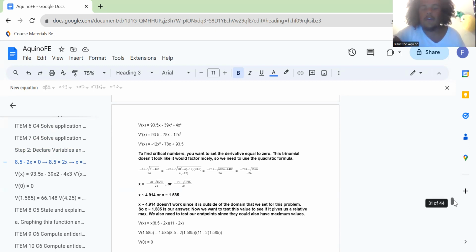So we can plug that into our volume here and evaluate this. Oh, yeah, our critical numbers. This is our critical number that works. So now we want to test it to see if it gives us an absolute max or min. So we evaluate it at our endpoints, that's 0 and 1.585.